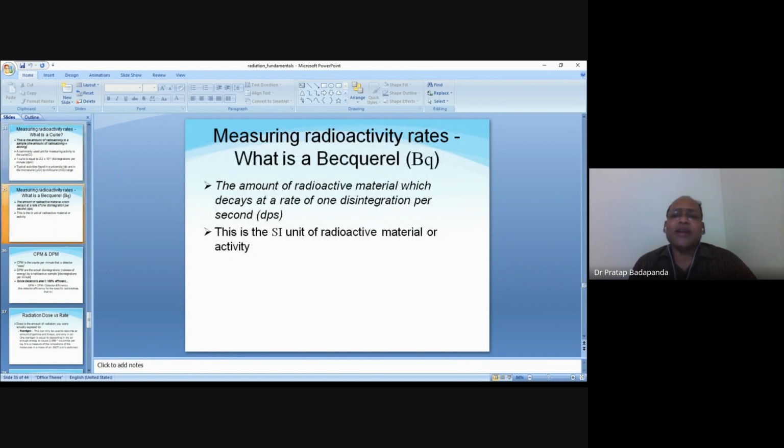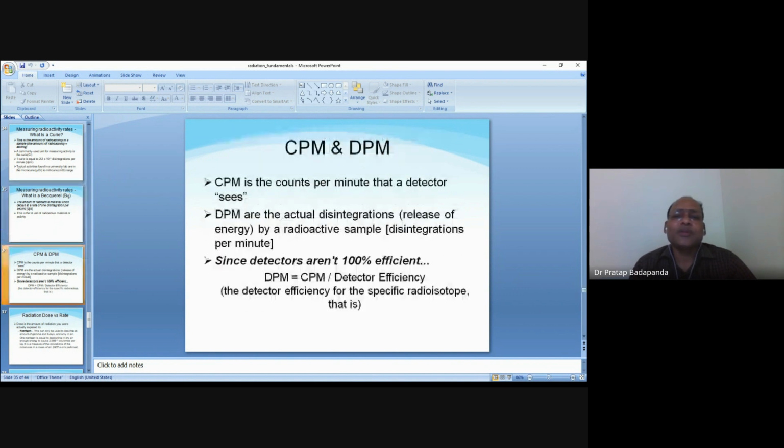So, measuring radioactivity rates, what is the Becquerel? The Becquerel is the amount of radioactive material which decays at the rate of one disintegration per second. This is the SI unit of radioactive material or activity. So, CPM and DPM. CPM is the counts per minute that the detector sees. DPM is the actual disintegrations released by the radioactive sample. Since detectors are not 100% efficient, DPM is equal to CPM divided by detector efficiency.